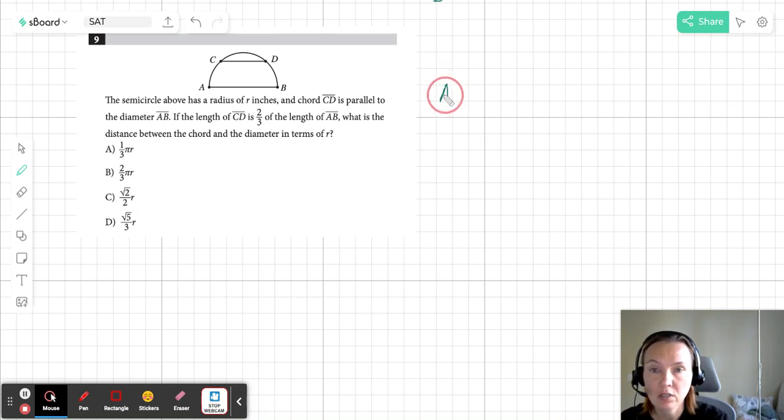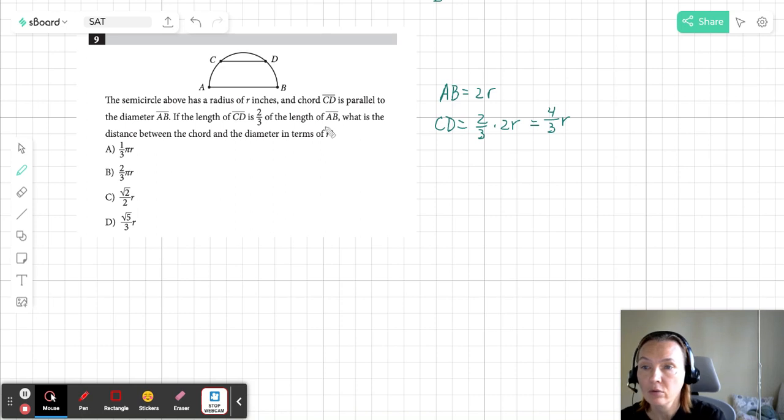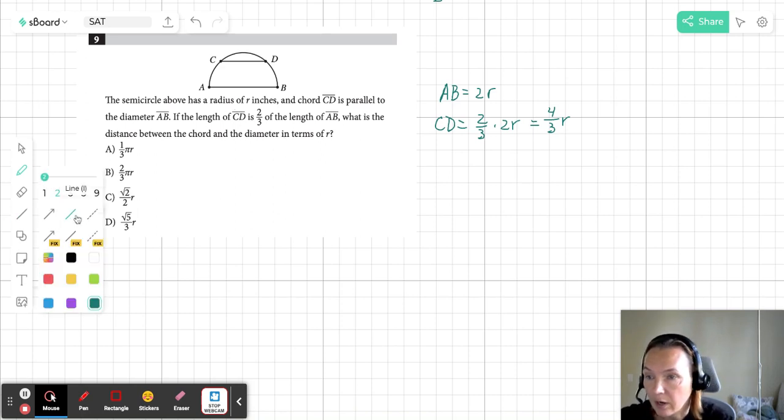So since the radius is r, we know that the diameter is going to be 2r, so AB is 2r, and then CD has to be equal to 2/3 of that length of 2r. So we can say it is 4/3r. Now we need to figure out the distance between the chord and the diameter in terms of r.